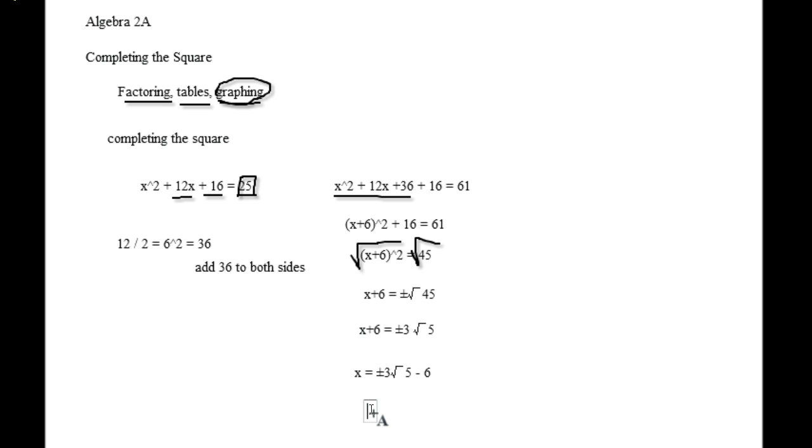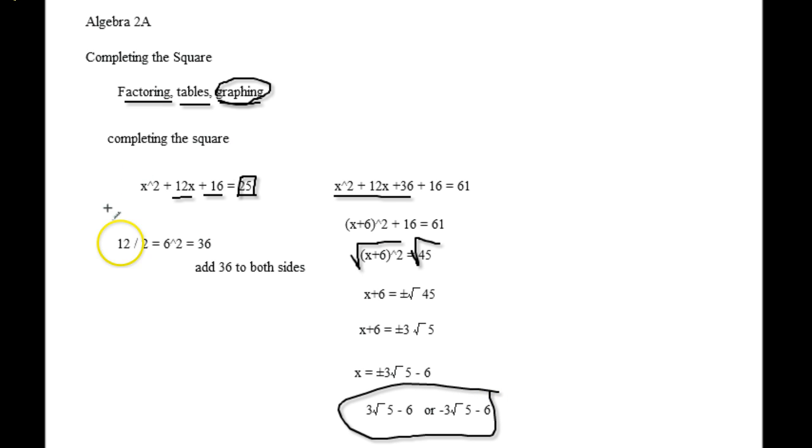There would be a positive version, which would be 3 root 5 minus 6, or negative 3 root 5 minus 6. So there's actually two exact numbers without getting decimals and everything.